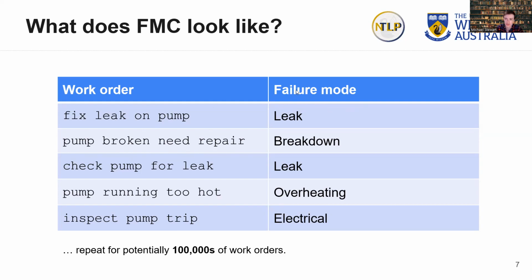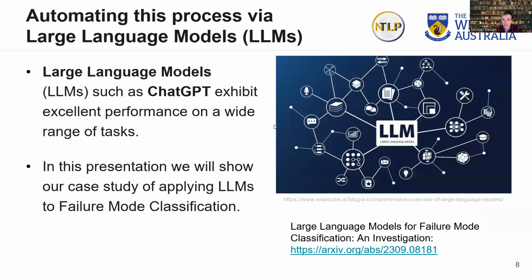And on the right-hand side, we've got a failure mode code: leak, breakdown, and so on. And this could be potentially repeated for hundreds of thousands of work orders. So it's not something that's easy or cheap to do manually. It's an incredibly laborious process trying to understand each of these. And as a result, this is something that's really good to automate. If you can do this at scale, it's incredibly valuable. And that's why we look at AI and NLP to do this task.